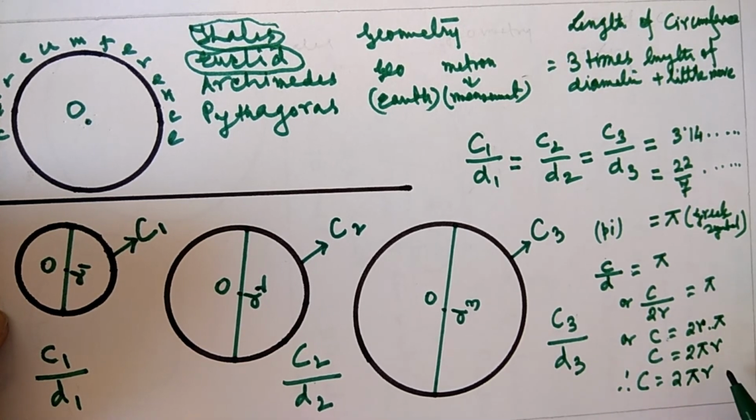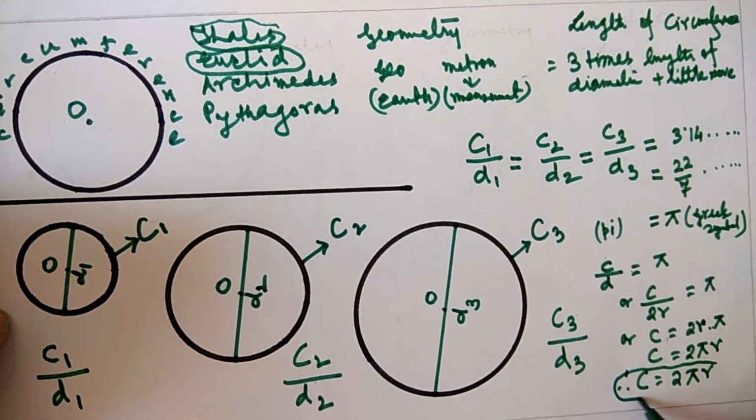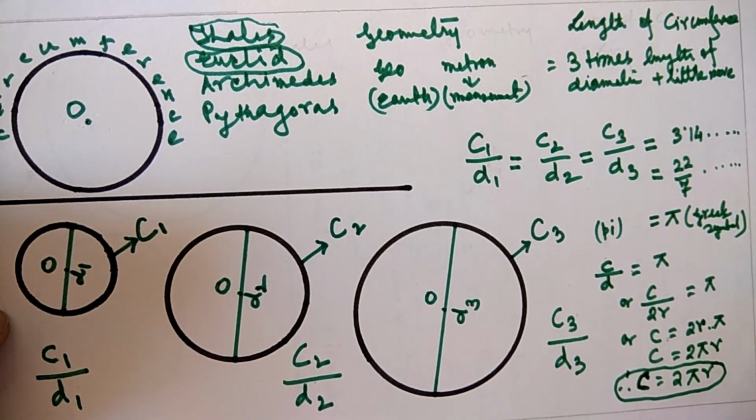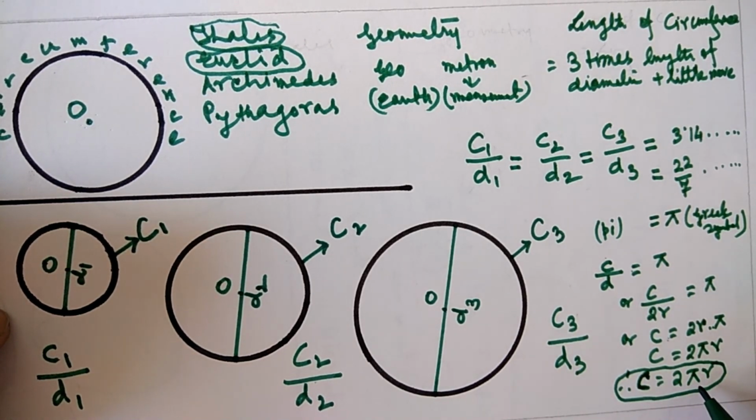Now friends, this is the relation between circumference and radius, and we find the value of circumference using this formula. This is the formula actually. So I will explain some examples using this relation in the next video.